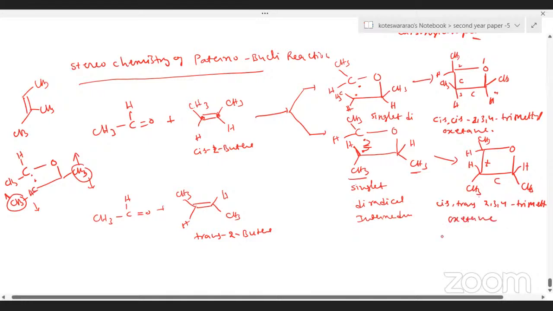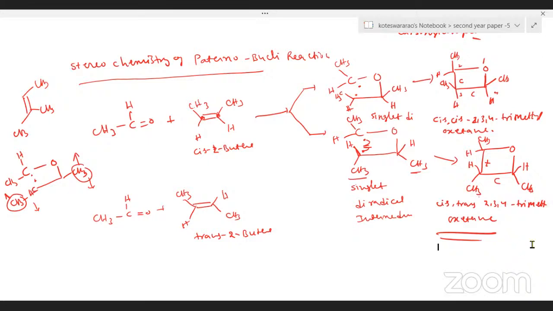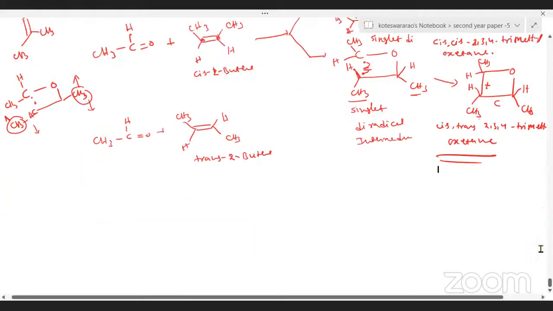This is the product. Now, if you come to the trans, these two products are generated by the cis isomer. That is, cis-2-butene is undergoing the Paterno-Buchi reaction with acetaldehyde, which leads to the formation of two intermediates, and the two intermediates are 50-50%. Similarly, the trans product is also generated.